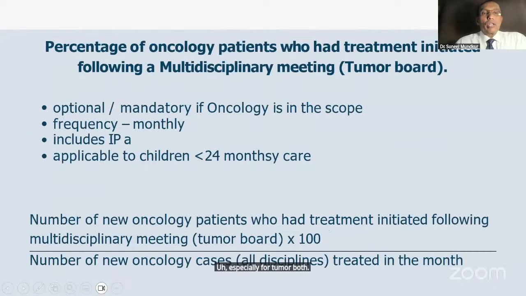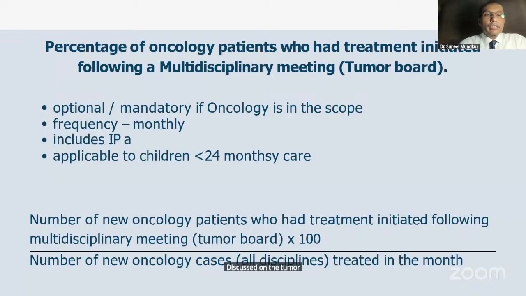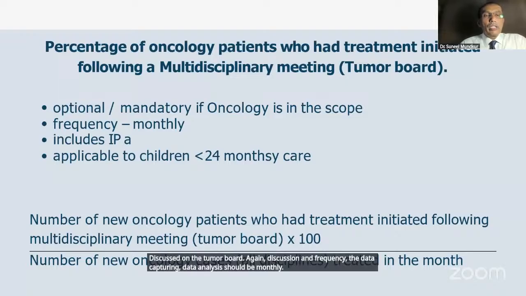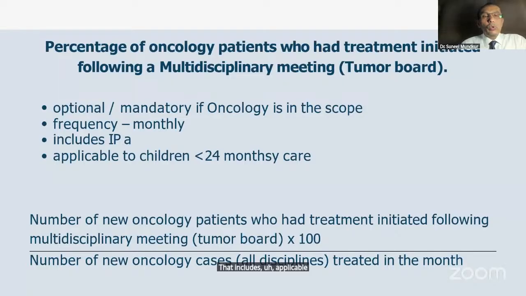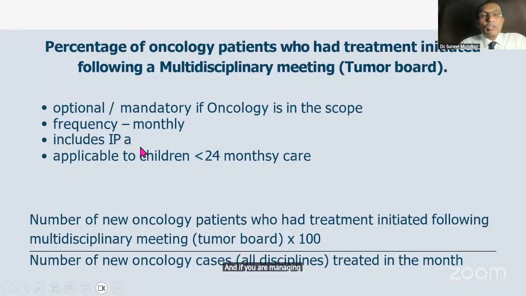The indicator is optional, but mandatory if oncology is in the scope, whether you have medical, surgical, radiation, or palliative oncology, in any combination or singly. You have to discuss on the tumor board. Again, data capturing and data analysis should be monthly. It applies to inpatients mainly, because most of these are treated as inpatients, and if you are managing cancer patients on an outpatient basis, they also have to be included.